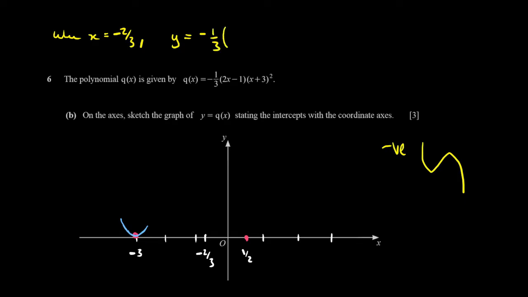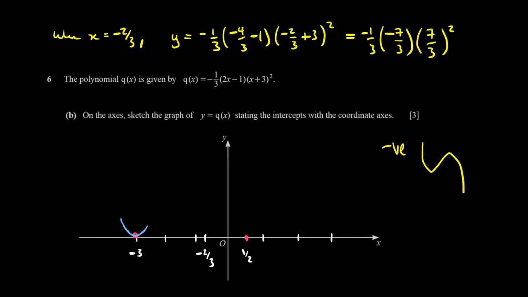So we've got 2 times -2/3, which is -4/3 minus 1. And then we've got -2/3 plus 3 all squared. So let's try to simplify that. -1/3. -4/3 minus 1, well, that's -3/3. So that would be -7/3. And we've got -2/3 plus 3. So plus 3 is +9/3. So that there would be 7/3 all squared. So we are going to end up with 7/3 cubed and then divided through by 3.